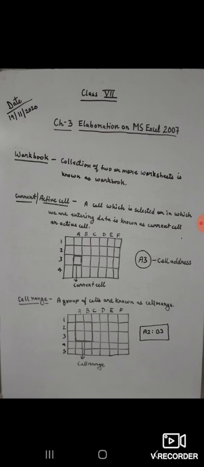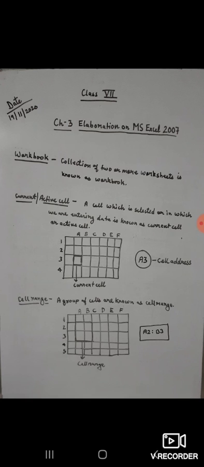Now, cell address. The cell address is the address of that active cell in a worksheet, and the cell address is named with the help of the column name and row number. First, we write the column name, like here the column is A, and the row number is 3. So the cell address of the current cell or active cell is A3.